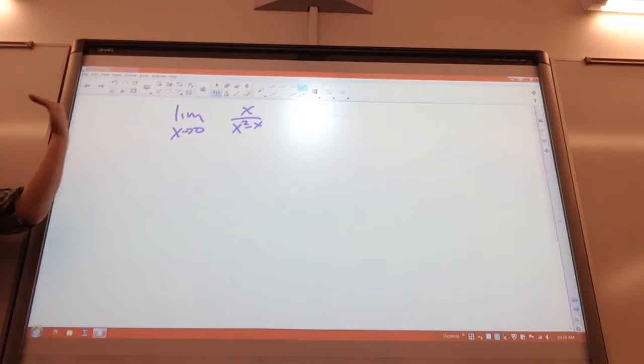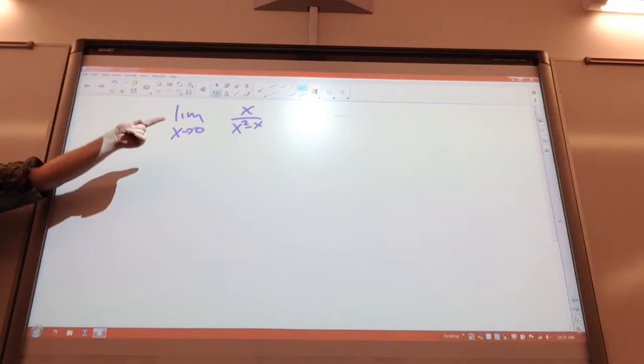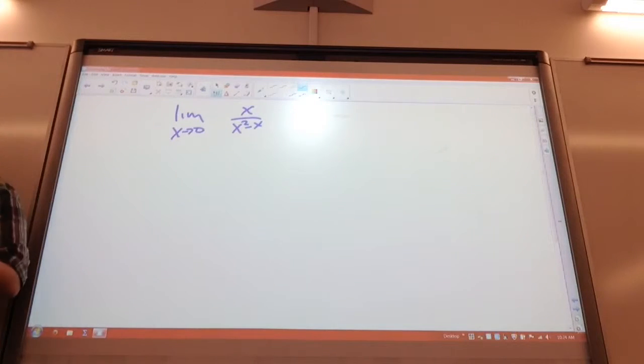By far, the easiest thing to do is, as you can see, I can factor an x out of the denominator. So I'm going to do that first. That'll cancel the x on the top, and then I'll be able to take the limit. If I take the limit now, what am I going to get? 0.